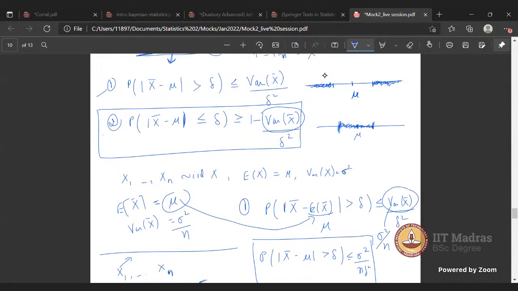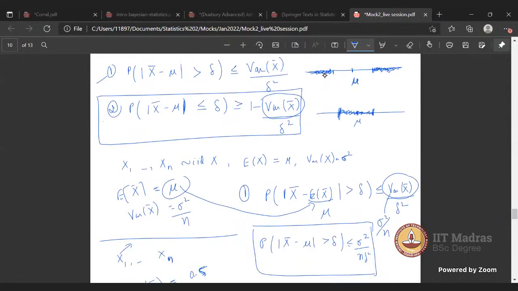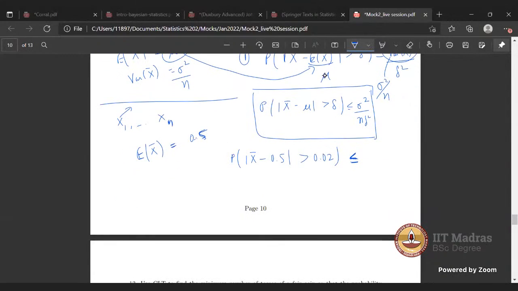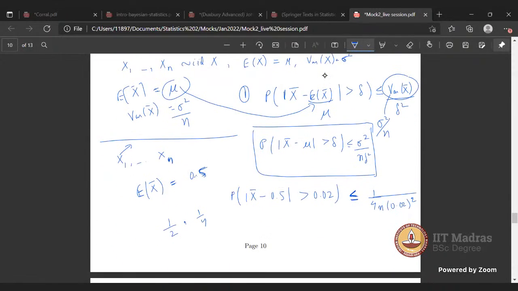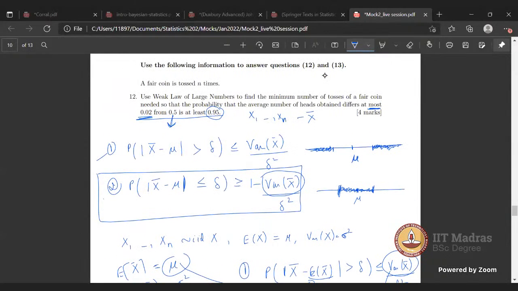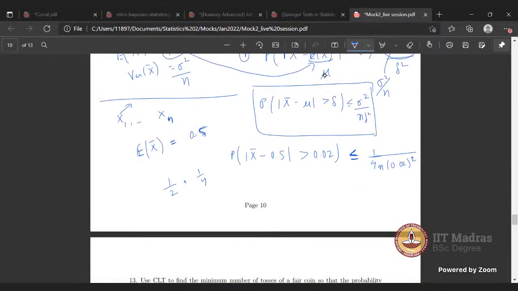Sigma square is the variance. When you toss a fair coin, what is the expectation? It is p, that is 1 by 2. What is the variance? That is p times q, that is 1 by 4, right? So it becomes 1 by 4 n delta square, that is 0.02 square. Now this is according to the weak law of large numbers, it should happen. And it is also given to us that this is at least 0.95. So this should be greater than or equal to 0.95.